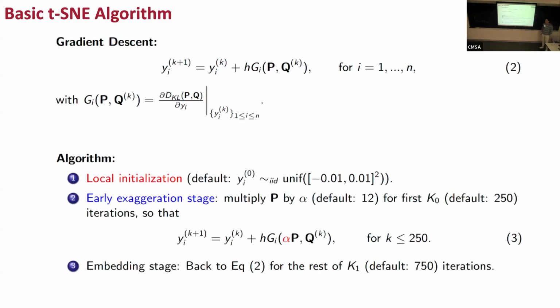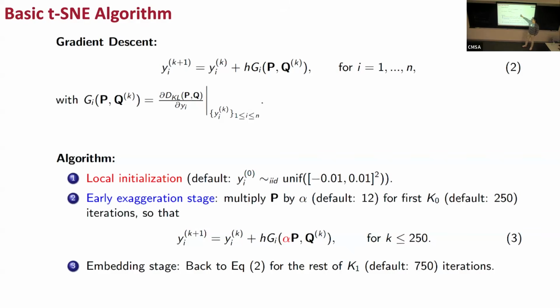However, in the t-SNE paper, they made important modifications based on this gradient descent framework. The algorithm consists of three major steps. The first step is initialization. The paper proposed to use a local initialization, where you generate the initial embedding of your data from a tiny neighborhood of this two-dimensional plane, with small values but random.